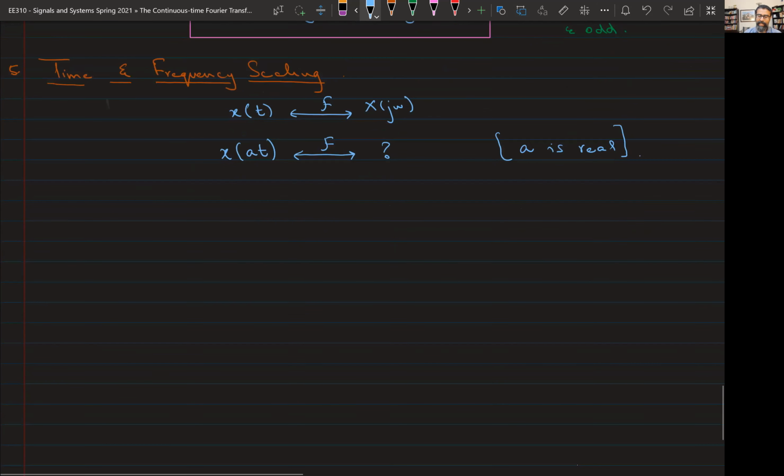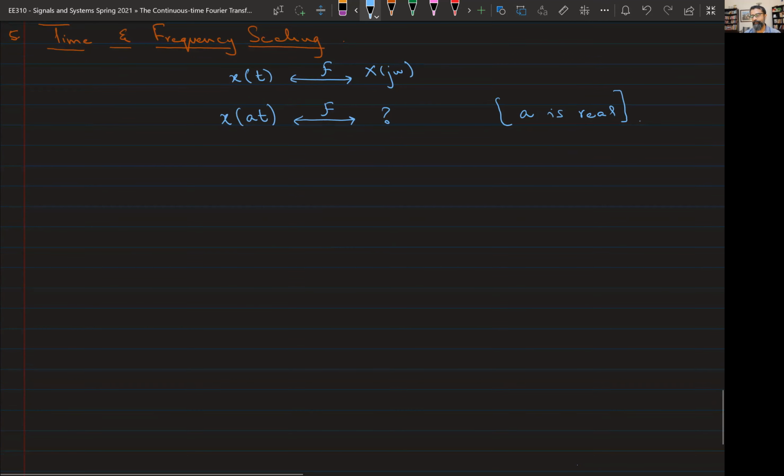So how do you do this with time and frequency? What happens to the Fourier transform? As somebody pointed out in the chat box as well, in order to find this out, I am just going to plug this into the definition. And that definition: let's say y of t is equal to x of at. Then the Fourier transform of y is simply, I just plug in x of at here, and then this is e to the power minus j omega t dt, from minus infinity to plus infinity. Okay.